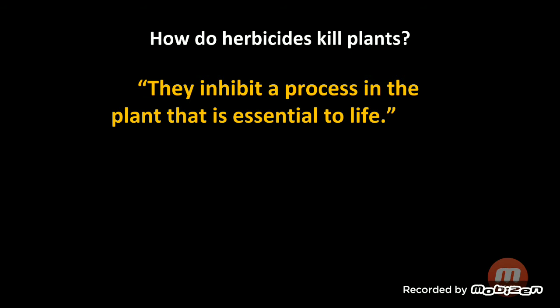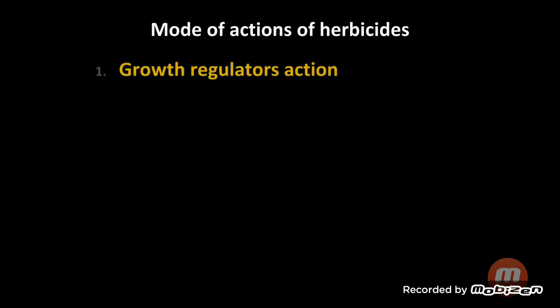So what are the processes essential to the life of a plant? Photosynthesis, respiration, protein synthesis, carbohydrate synthesis, lipid synthesis, wax synthesis, then amino acid synthesis, cell division, cell multiplication. What are the different processes? Chlorophyll synthesis. A number of processes are there and they are inhibited by the herbicide, and then the plant cannot grow further. Based on these processes, on which process the herbicide stops, the mechanisms and modes of action of herbicides are designed.